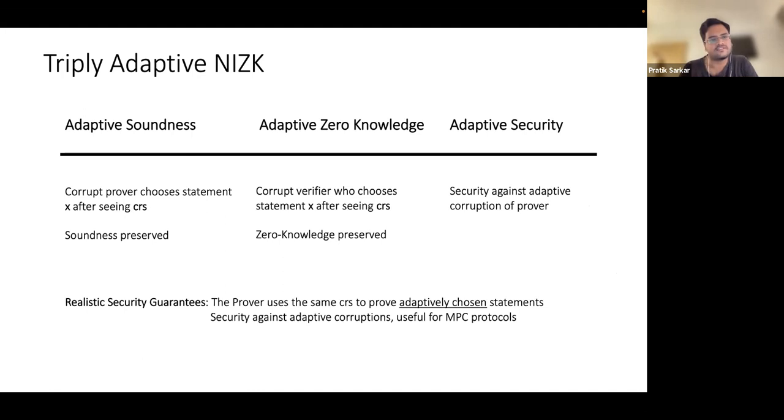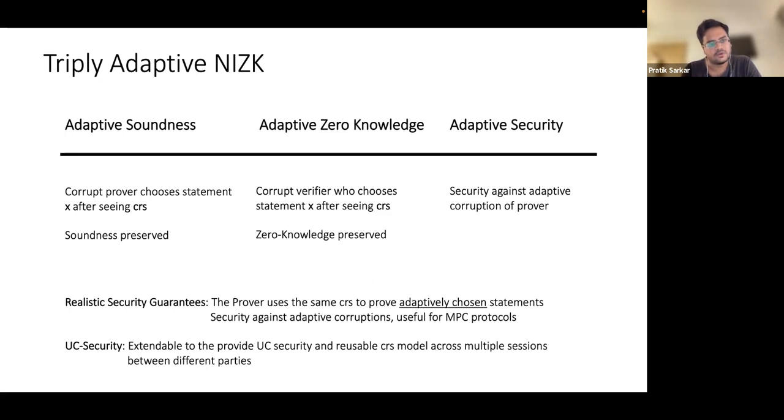So why is this interesting? Because this notion of triple adaptivity provides realistic security guarantees. Here, the prover can basically use the same CRS to prove adaptively chosen statements. And we need security against adaptive corruption because this is very useful for real-life MPC protocols, where you are going to plug in your NIZK protocol inside a bigger MPC protocol.